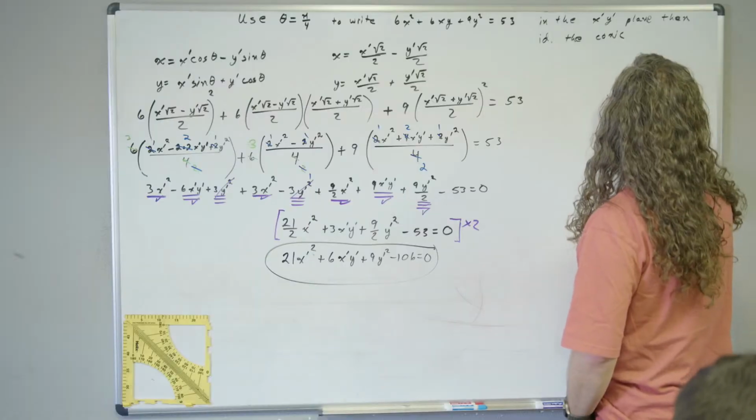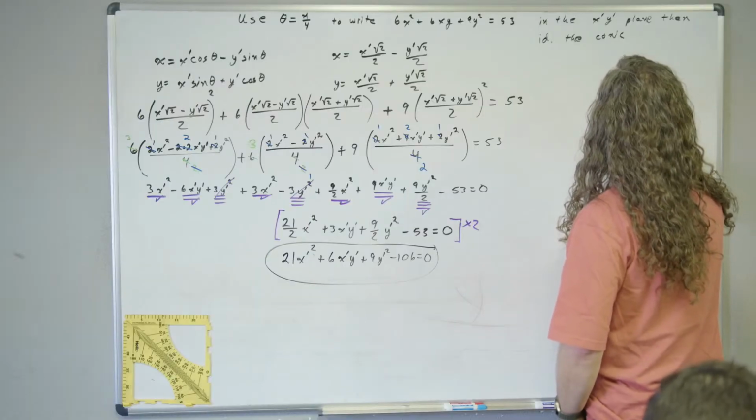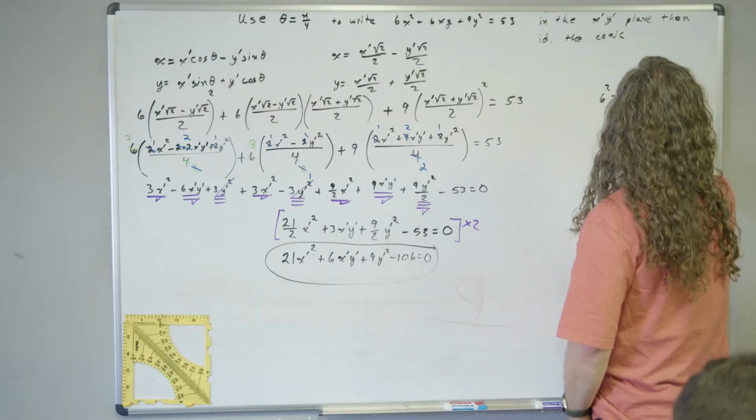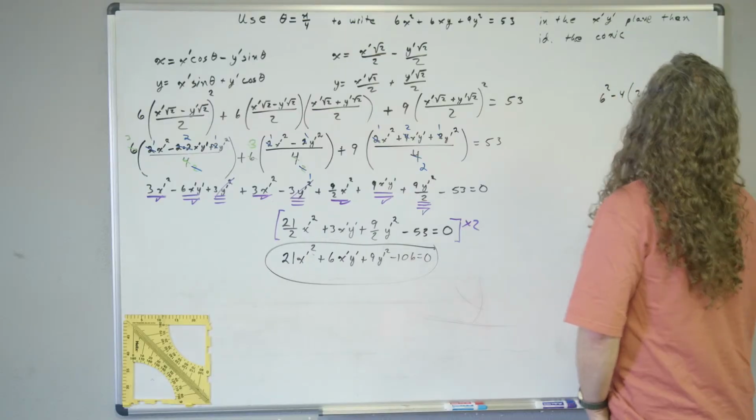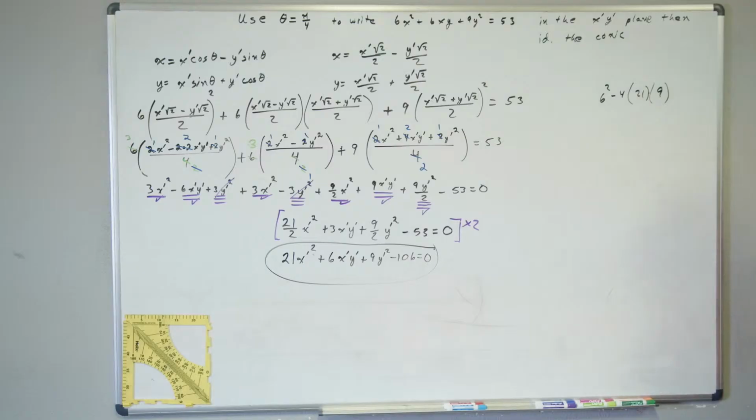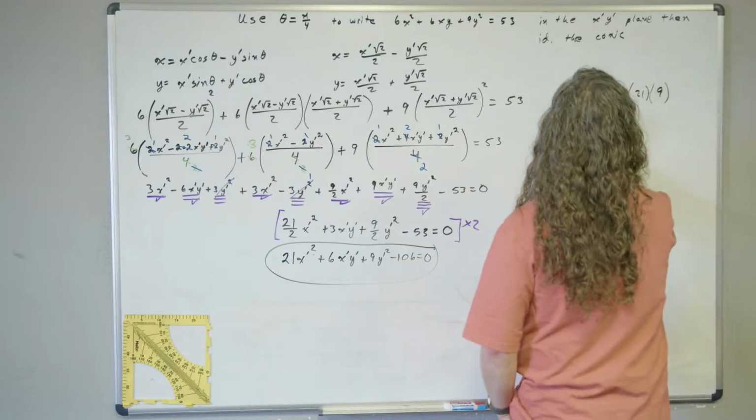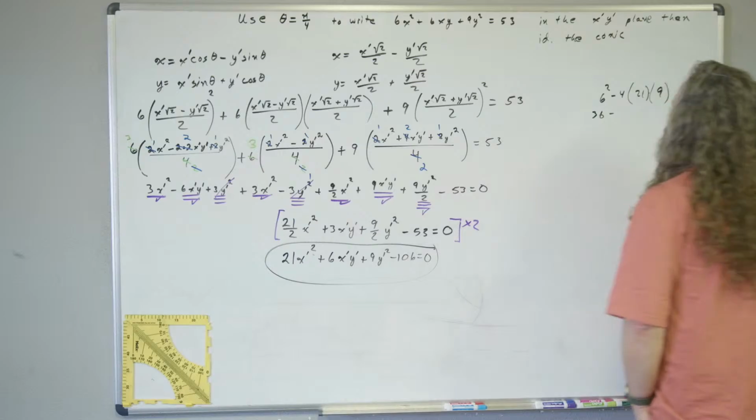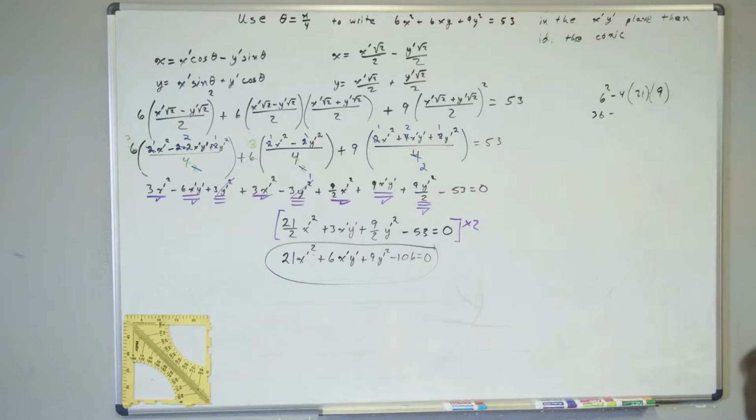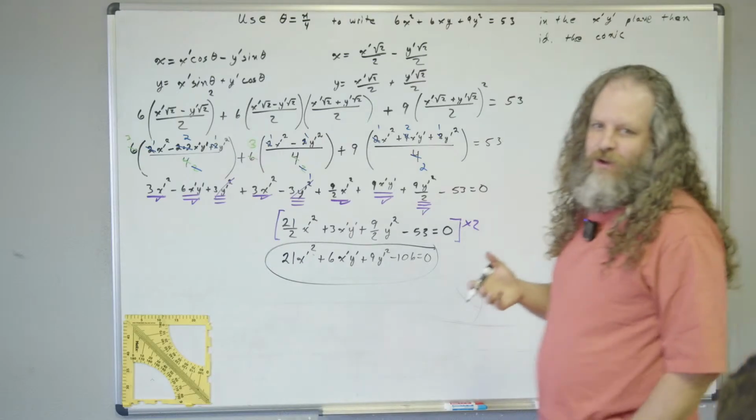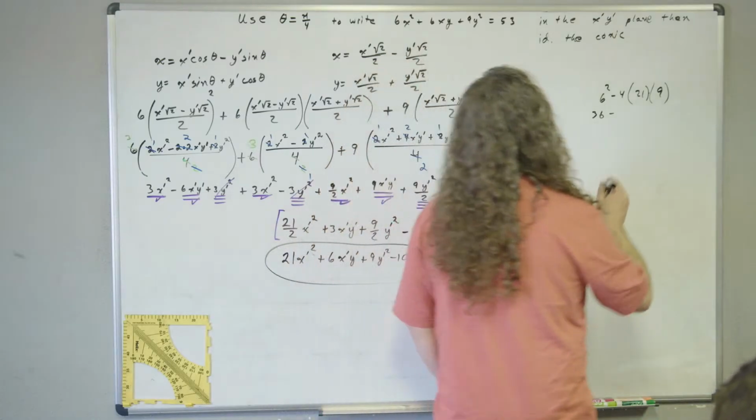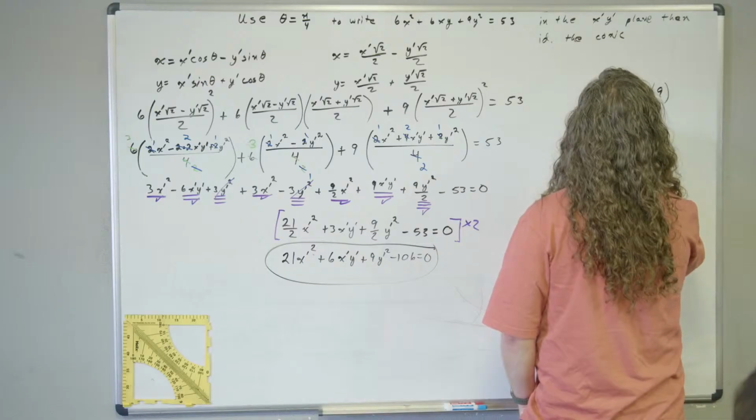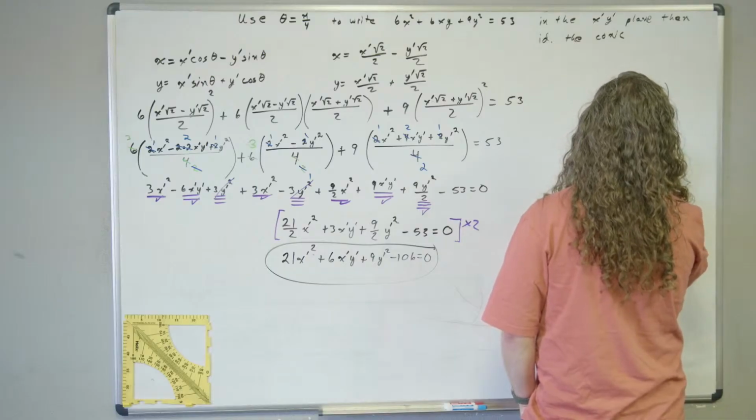So B is 6, so 6 squared minus 4 times A, which is 21, times C, which is 9. It's going to be negative. 6 squared is 36, minus 84 times 9, which is bigger than 36. So it's negative. And so it's an ellipse.